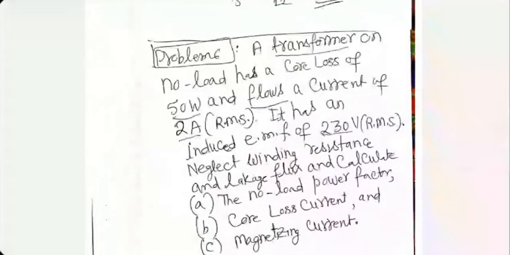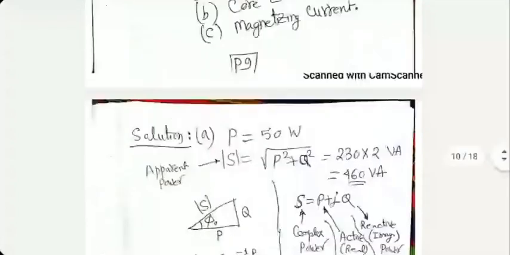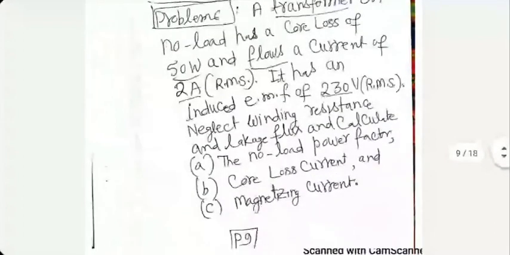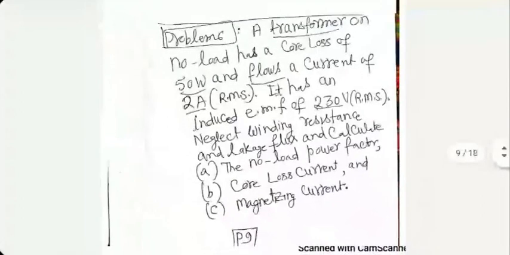Core loss of 50 watt. That means through R0, the loss is 50 watt. Whatever the current through R0 is, that squared multiplied by the value of R0 will give you 50 watt. We will assume that windings have no losses. That is going to make it slightly simpler. Now 50 watt is the value of P.